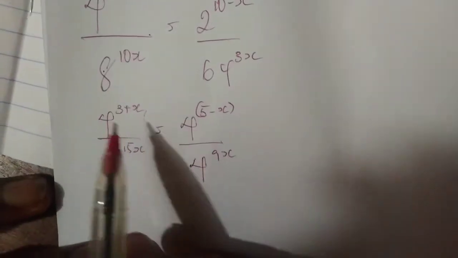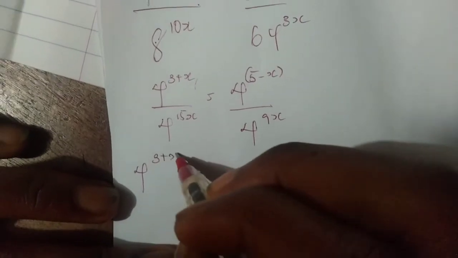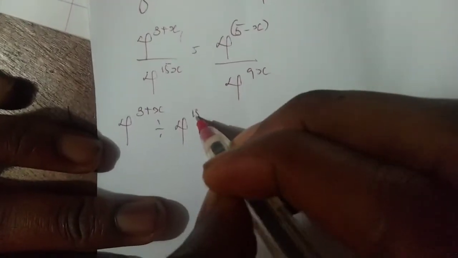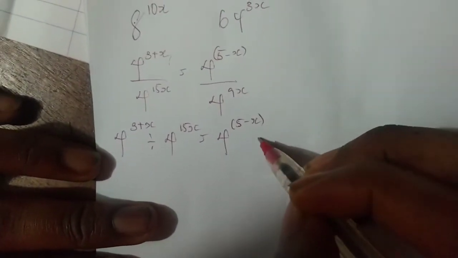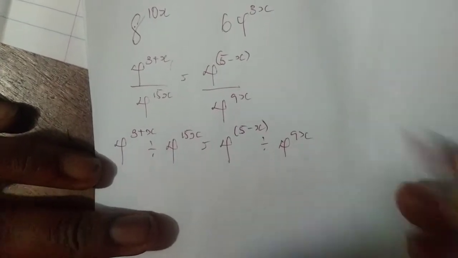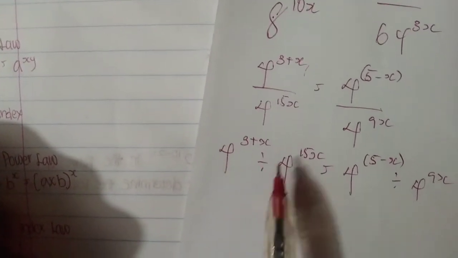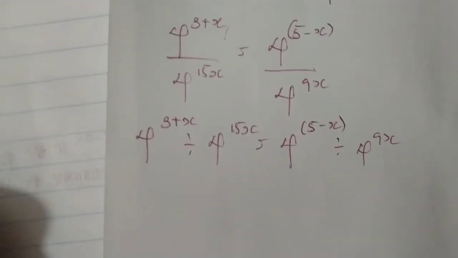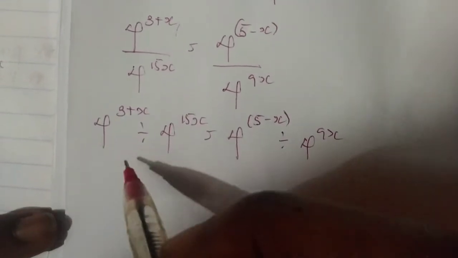So from here, let us just simply write it out. This 4 raised to the power of 3 plus x divided by 4 to the power of 15x is equal to 4 to the power of 5 minus x divided by 4 to the power of 9x. So we can say from the division law, you see we have similar numbers but different raised powers. Please, if you don't understand indices law, you have to go to part 1 and read on laws of indices and watch the videos on the law of indices.